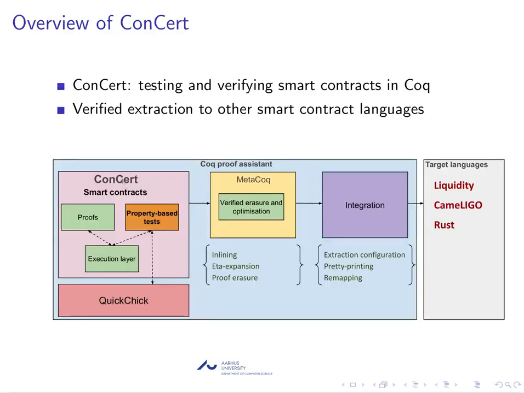ConCert is a Coq framework for testing and verifying smart contracts, and it's developed at Aarhus University at the Department of Computer Science. It features verified extraction, or translation, to real-world smart contract languages like Liquidity and CameLIGO, and Concordium's Rust framework.